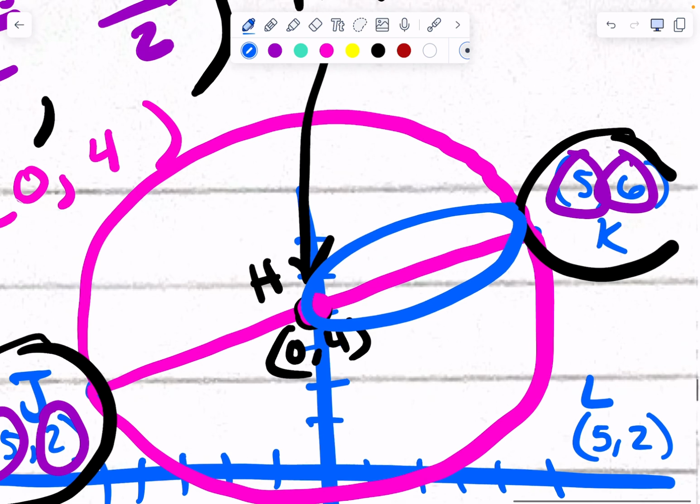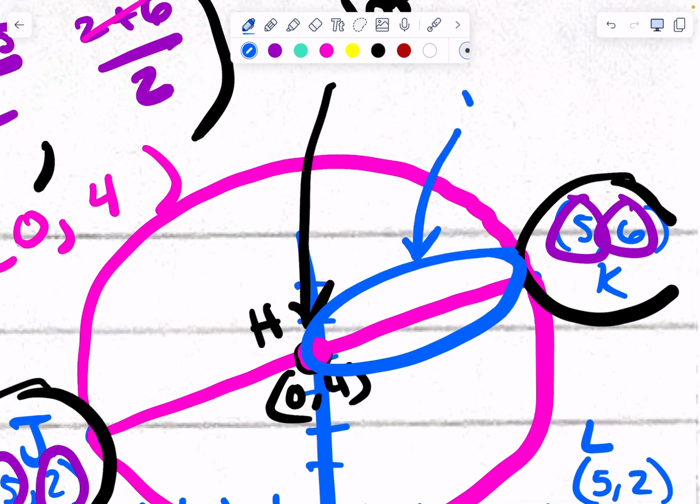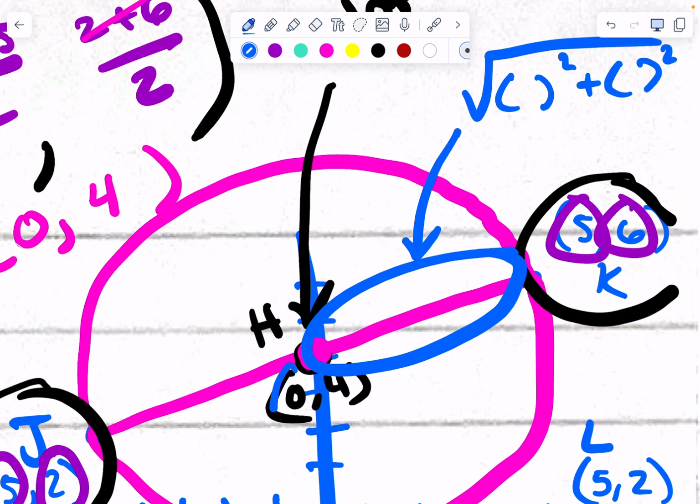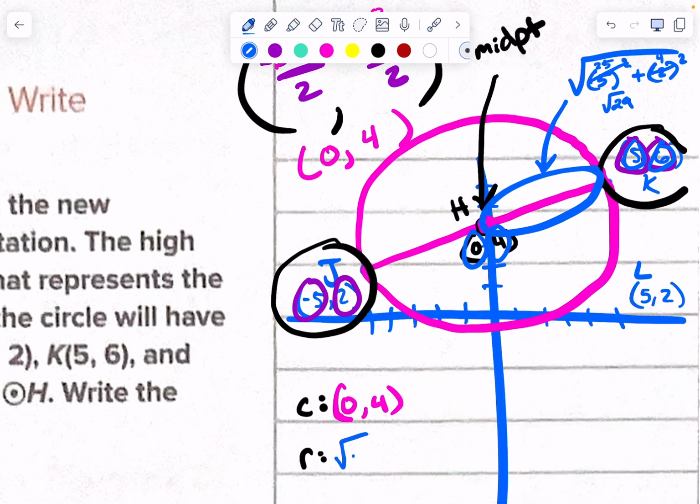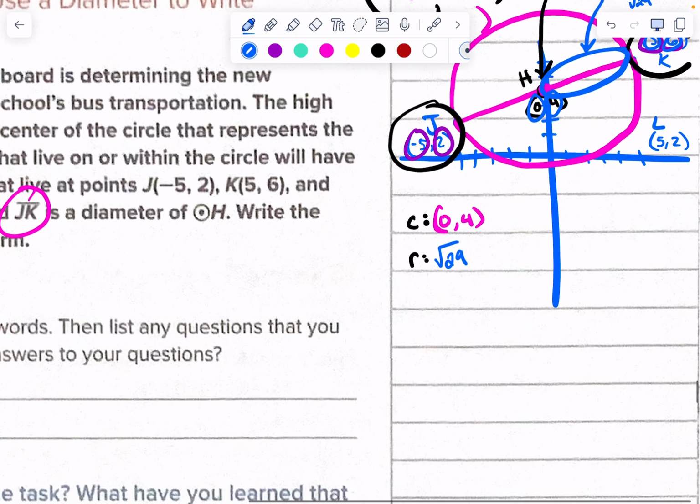Let's go from there to there. So let's do the distance formula here: square root of this guy squared plus this guy squared. Going from 0 to 5, and going from 4 to 6, that's 2. 5 squared is 25. 2 squared is 4. 25 plus 4 is 29, so the square root of 29 is my radius. Okay, good. Then all we have to do is write out our equation.